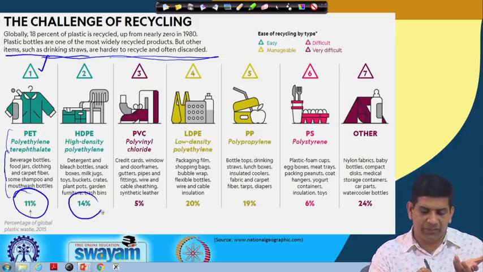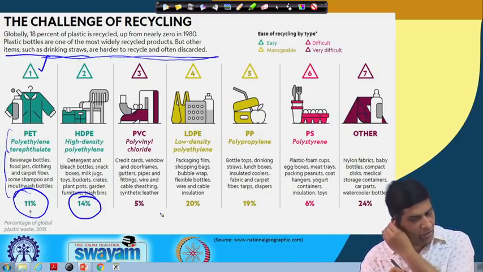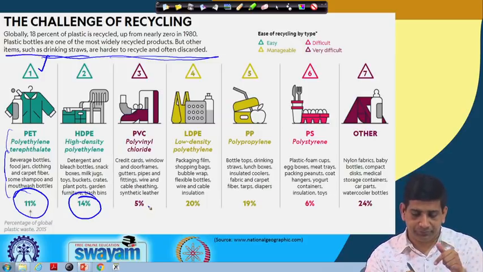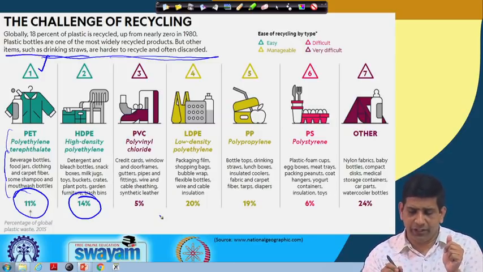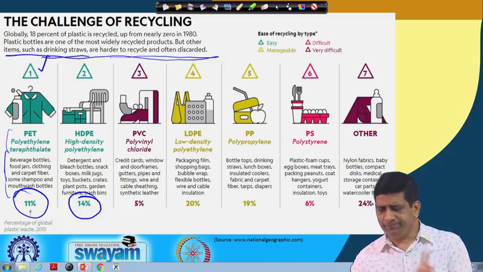So that's around 14%. PVC, polyvinyl chloride: your credit card, windows, door frames, gutters, pipes, fittings, wire and cable sheathing, covers, synthetic leather. That is PVC, number 3. LDPE, which is number 4, low density polyethylene, 20%, and then your PP, polystyrene, and others.